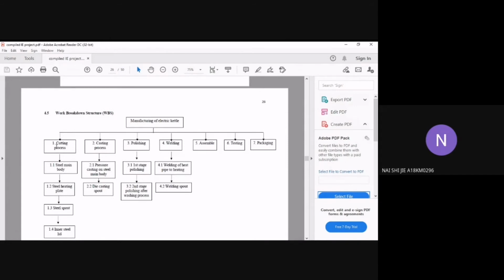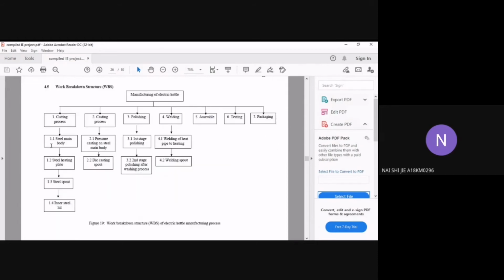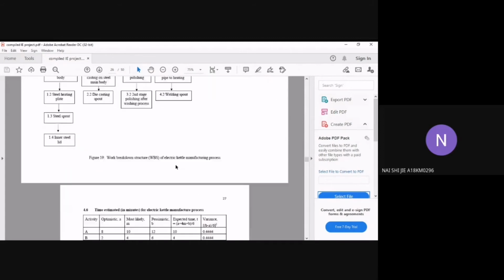We can see that level 1 consists of cutting process, casting process, polishing, welding, assembly, testing, and packaging. And each process consists of elements. Cutting process consists of steel main body, steel heating plate, steel spot, and inner steel lip. Casting process consists of pressure casting on steel main body and die casting spot, while polishing consists of first stage and second stage. For welding, we need to weld the heat pipe to the heating and weld the spot.